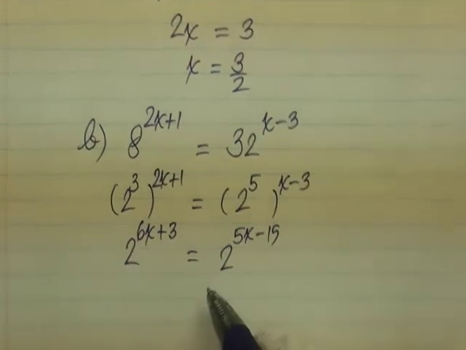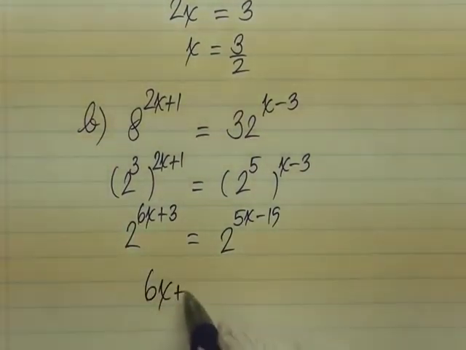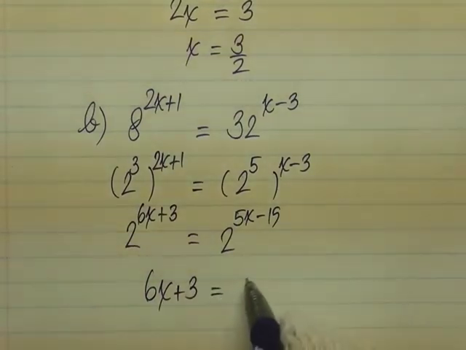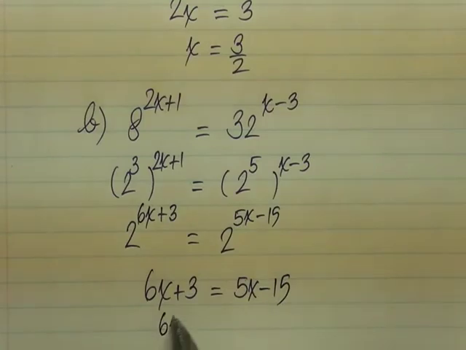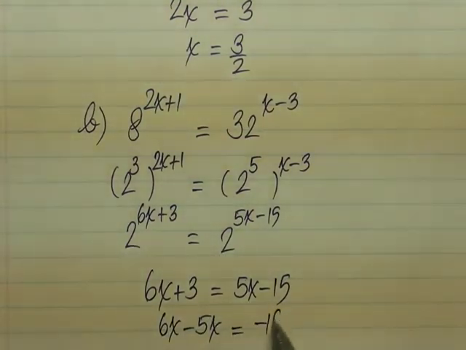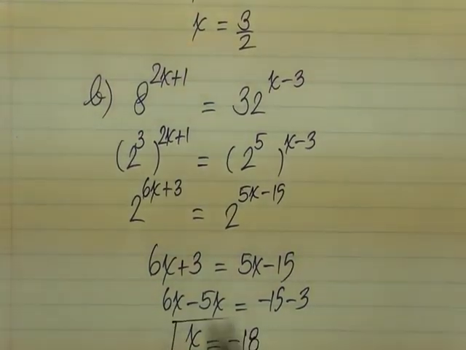Since my bases are the same, I can set my exponents equal. 6x plus 3 equals 5x minus 15. 6x minus 5x equals minus 15 minus 3. x is equal to negative 18.